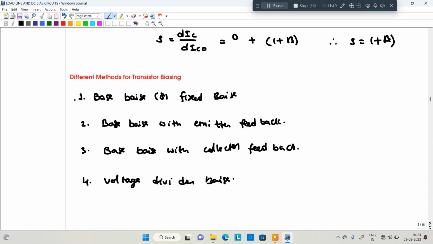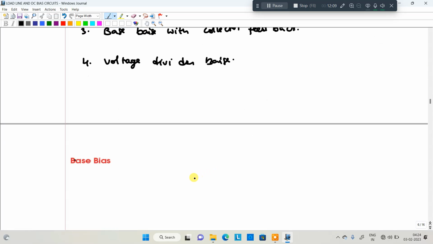Why am I applying the biasing technique? You need to fix the Q point, the operating point of a transistor, to stabilize it without shifting when the temperature varies. To maintain stability throughout our working in practical conditions, we are applying these biasing conditions. Okay, let us see one by one.